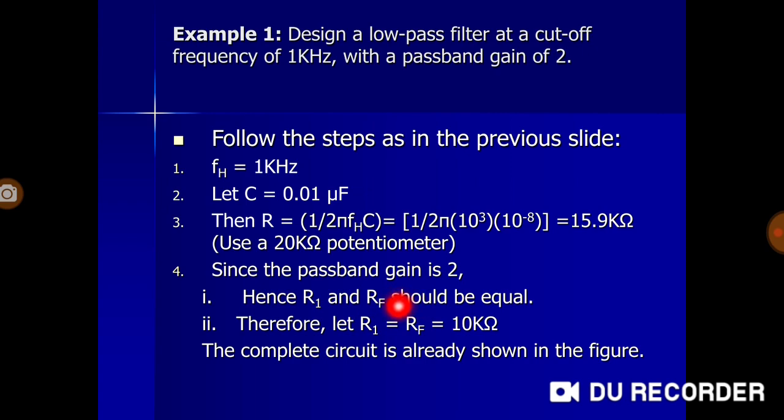Now we come to the passband gain, that is already given as 2, and we know AF is equal to 2, and formula-wise it is 1 plus RF by R1. So if AF is equal to 1 plus RF by R1 is equal to 2, effectively RF by R1 is equal to 2 minus 1, that is 1. So RF should be equal to R1 from that equation itself. So let's set it to be 10 kilo ohms.